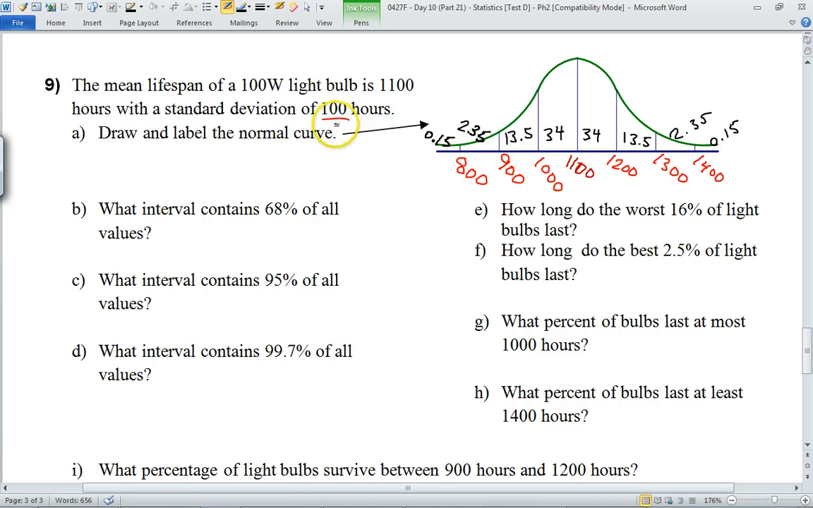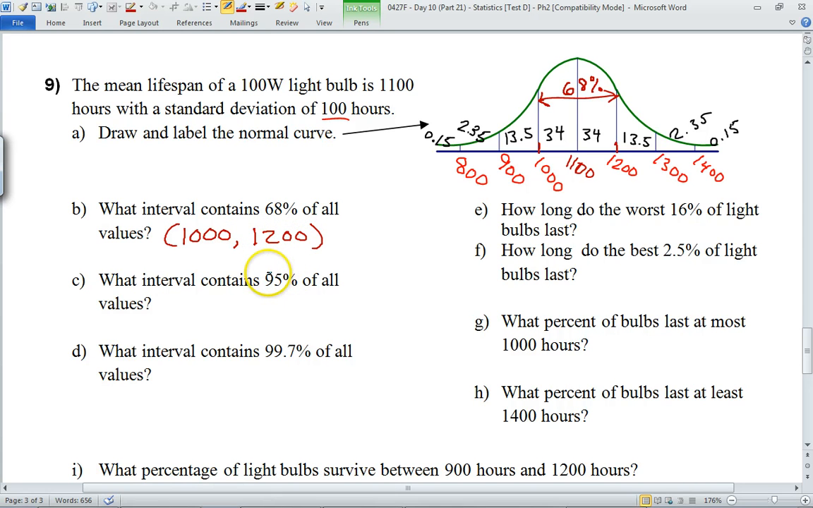Okay, now we're ready to answer the question. Draw and label the normal curve. Did it. What interval contains 68% of the data? Well, remember, 68% of the data is what we had if we just went one standard deviation in both directions. There's your 68% right there. So that's from 1,000 to 1,200, from here to here. I will just write 1,000 to 1,200. You can just put it like that.